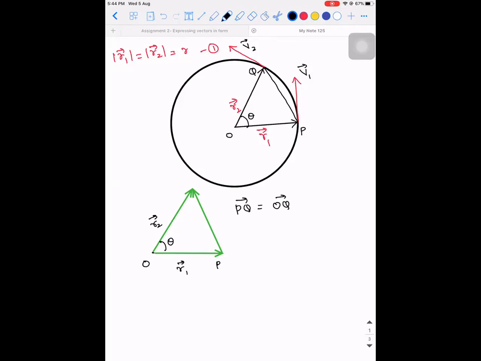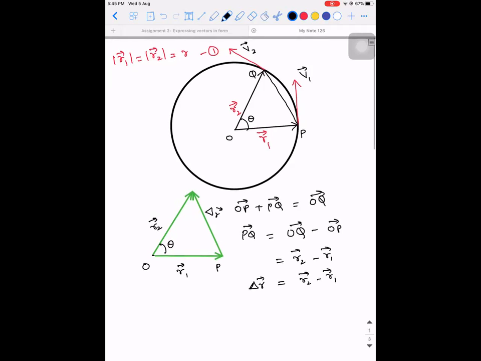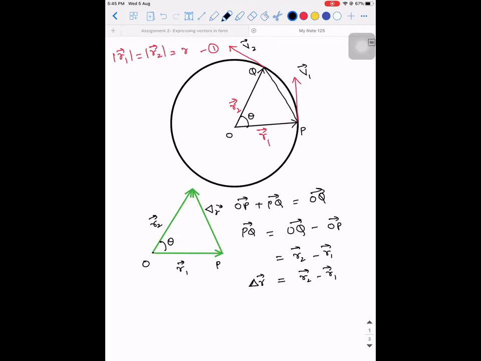then what is PQ vector equal to? PQ vector is equal to OQ vector minus OP vector. You remember this? If at all you don't remember this, not an issue at all. You just use the triangle law of addition. OP vector plus PQ vector will be equal to OQ vector. So PQ vector is equal to OQ vector minus OP vector. What is OQ vector minus OP vector? R2 vector minus R1 vector. I can write it as delta R vector, this R2 vector minus R1 vector. Yes, sir. So this will be delta R vector, meaning that is a change in the radial path.